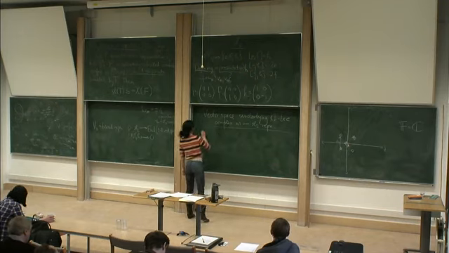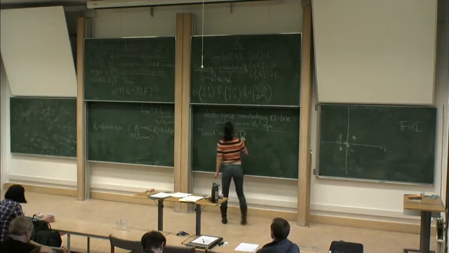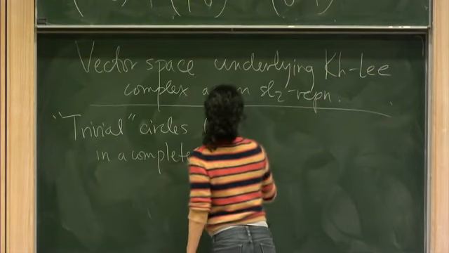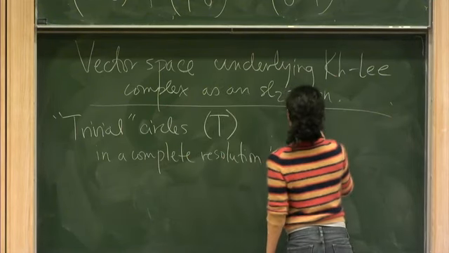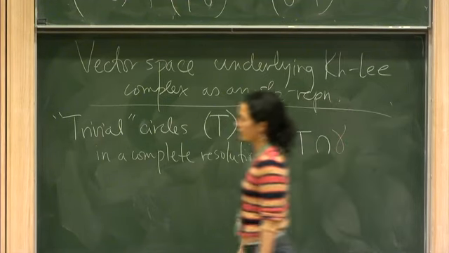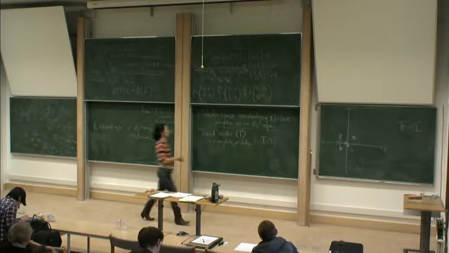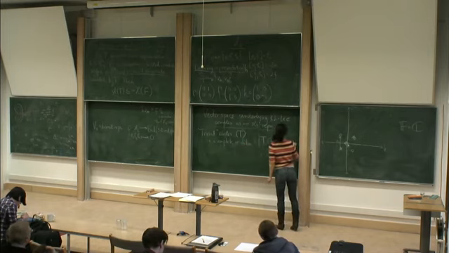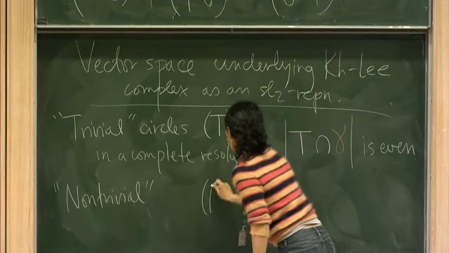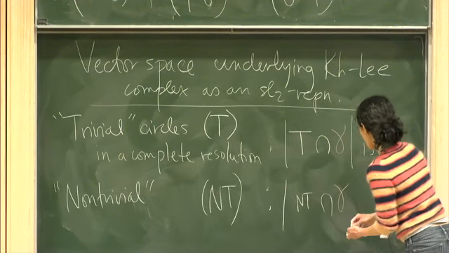So you have the so-called trivial circles. Let's call them T circles in a complete resolution. These are the ones where the intersection of T with this arc, let's call it gamma, is even. And the non-trivial circles, NT, are the ones where the intersection with this arc gamma is odd.